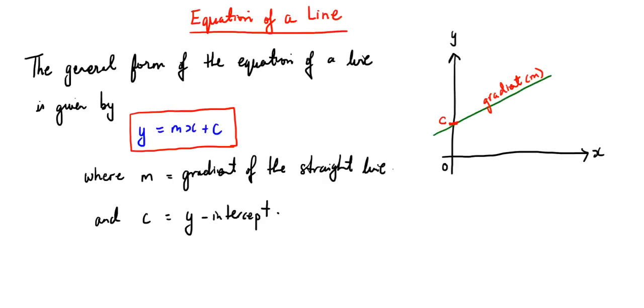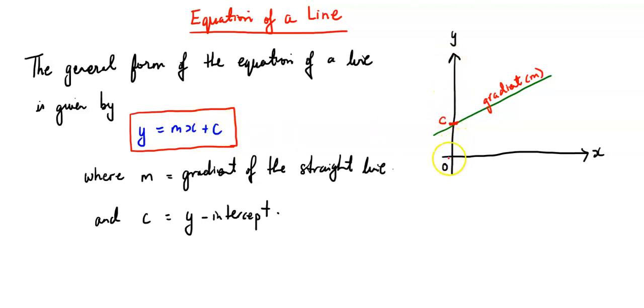Okay, so in this session we're looking at the equation of a line and sketching the straight line graph. So here we have the equation of a line. The general form of the equation of a line is given by y equals mx plus c, where m is the gradient of the straight line and c is the y-intercept.